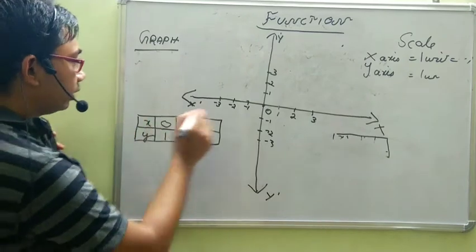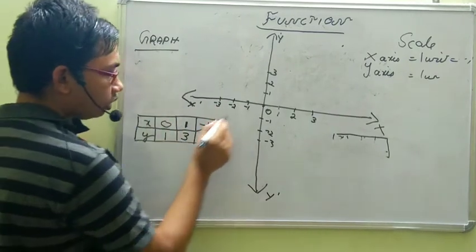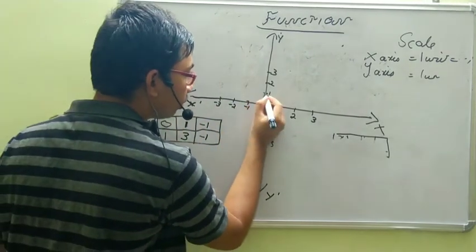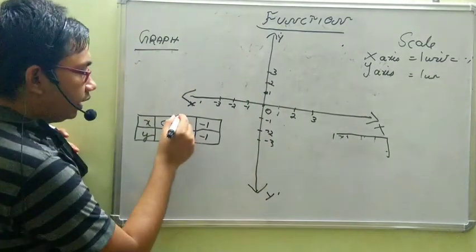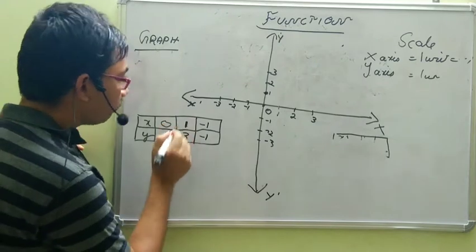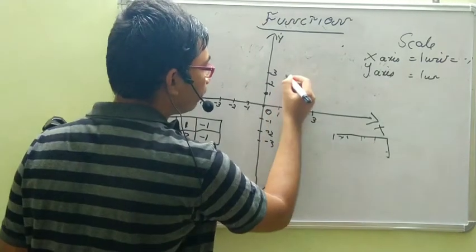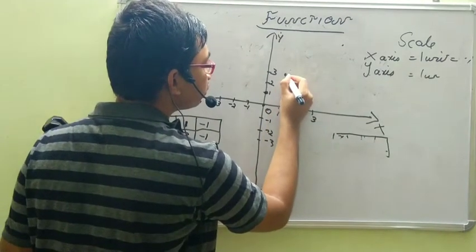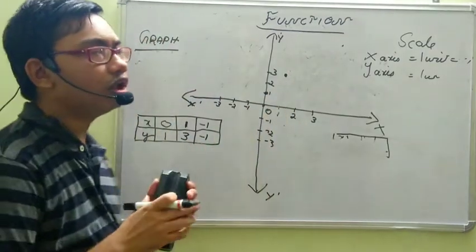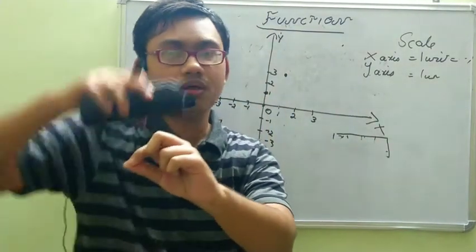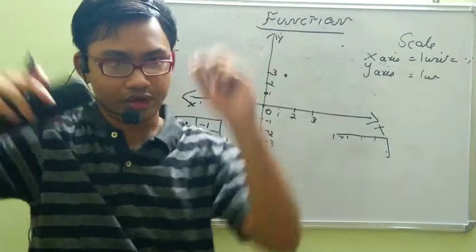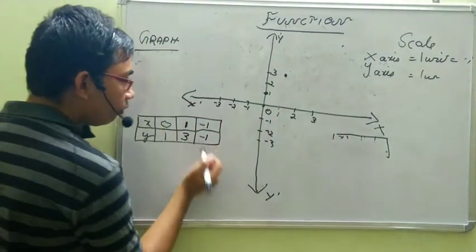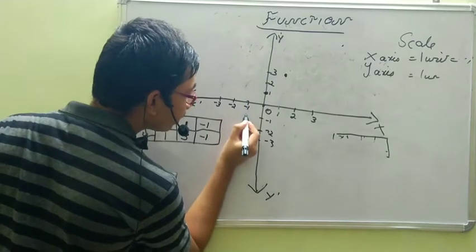So we are plotting. x is equal to 0, y is equal to 1. So it will be a point here. 0, 1 is this point. Then x is equal to 1, y is equal to 3. It will be around here. Alright, this is how we are plotting. Corresponding to x, what is the value of y? And -1, -1, this will be the point here.